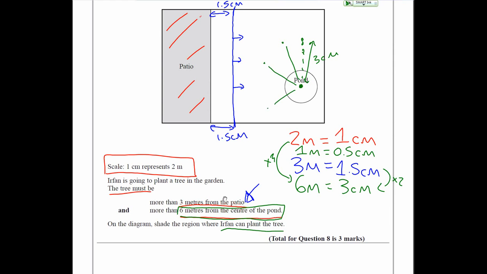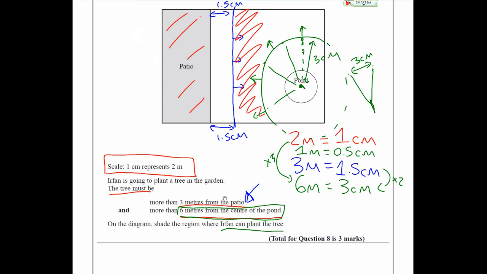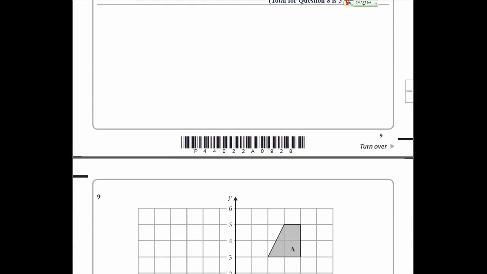The shape you actually get is a circle, which is why I mentioned the compass. You measure your compass, imagine that's your compass, 3 centimeter gap. You stick it in the middle here and you draw a circle 3 centimeters wide. We don't need to go outside the garden, because we can't plant it there anyway. It has to be more than that, so you want the part that is away. And you shade in all the area that applies, and this red bit that I've shaded here is where you could plant the tree. That is for 3 marks. It's called a loci question. So let's clear that off.